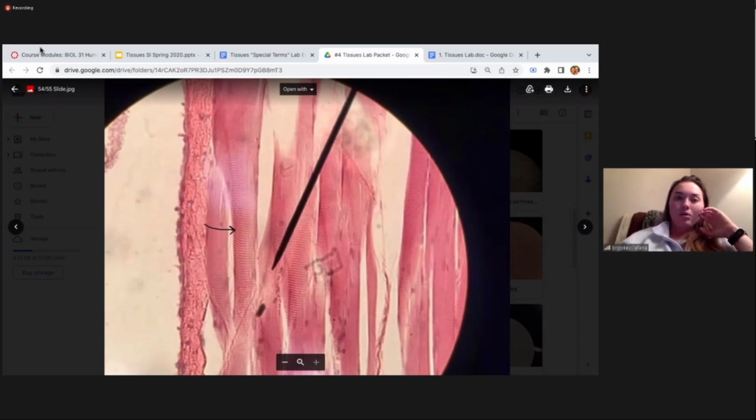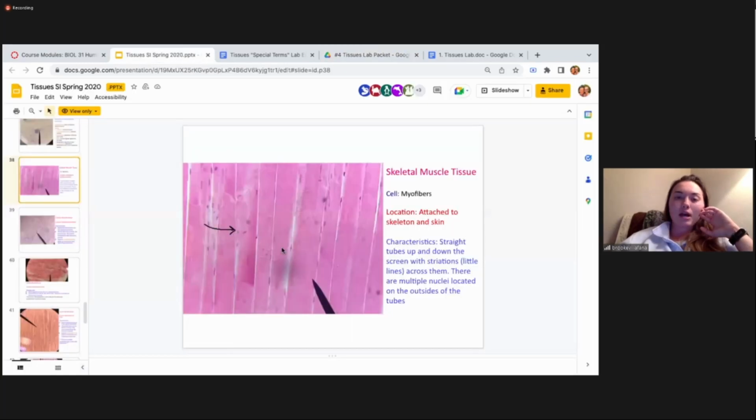Okay, so going back, looking at it one more time, here's our skeletal muscle tissue example. We can see that it has the striations pretty visible, even from far away, right here. There are these little lines, and we see the multiple nuclei on the outside, multinucleated. So skeletal muscle is pretty easy to tell from other muscles.